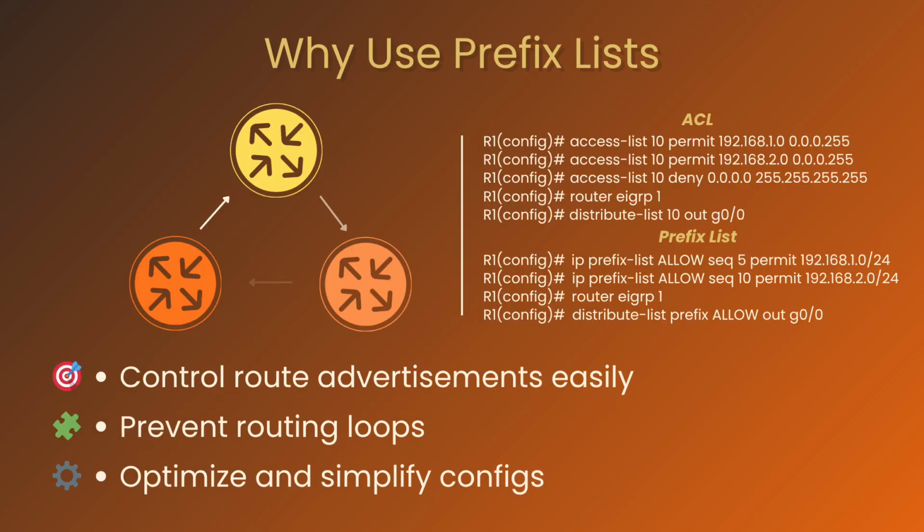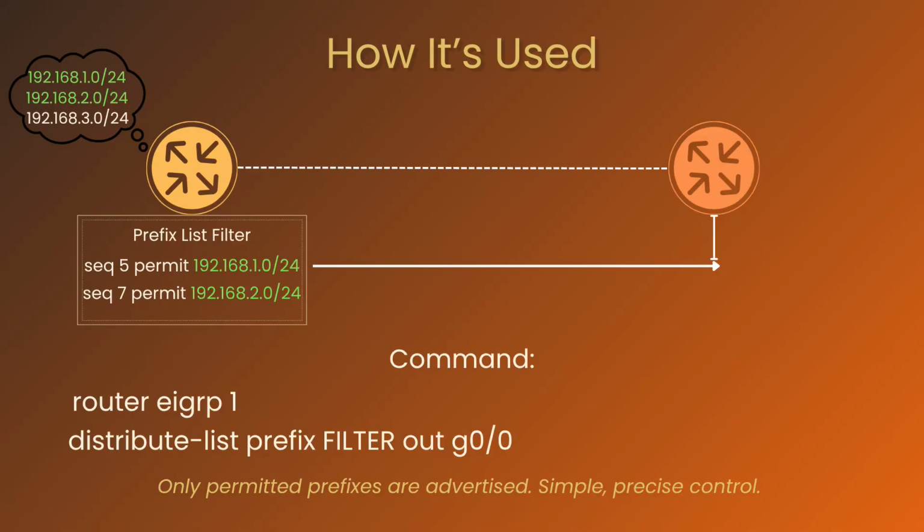Why would you want to use prefix lists instead of ACLs? First, they're cleaner. The rules are easy to read and even easier to organize. Second, prefix lists are more powerful. You can filter based on network and mask length, which ACLs can't do. And lastly, they're scalable. In real networks, filtering dozens or hundreds of prefixes is much easier with sequence numbers and organized prefix rules. So, if you want better control over what routes leave or enter your router, prefix lists are the go-to tool.